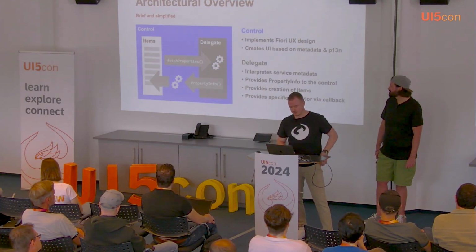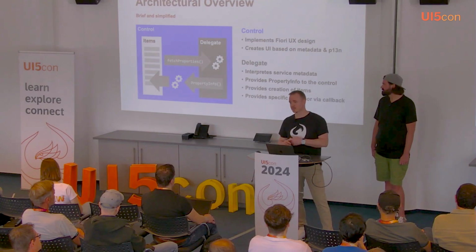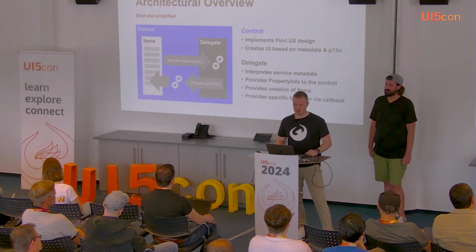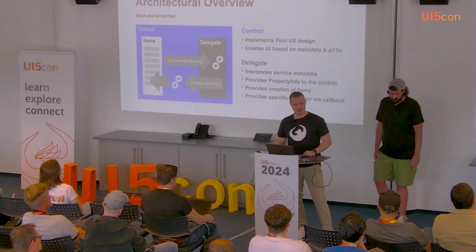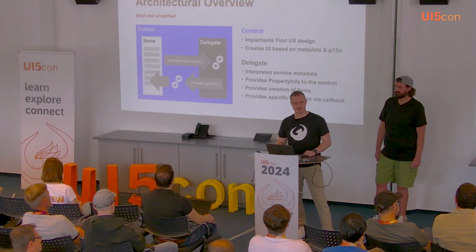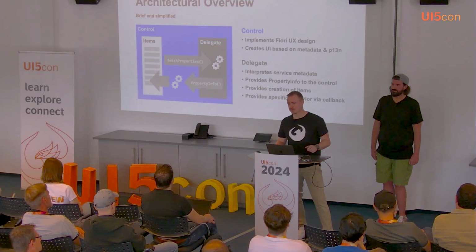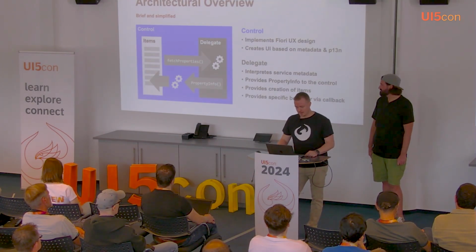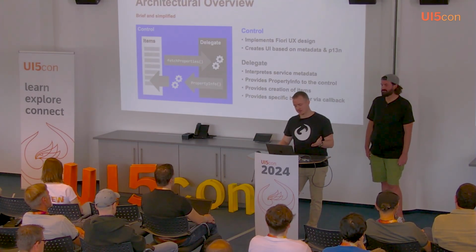The delegate interprets service metadata, maybe OData annotations and metadata, maybe a GraphQL schema like we might see later, and translates this into property info, our standardized format for properties, and hands it back to the control. The control can then create the items. Maybe those are filter fields, columns for a table, or data points in a chart, for example. And one of the good things is the delegate also provides customization options.